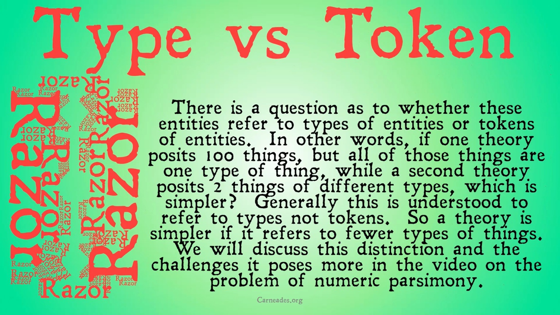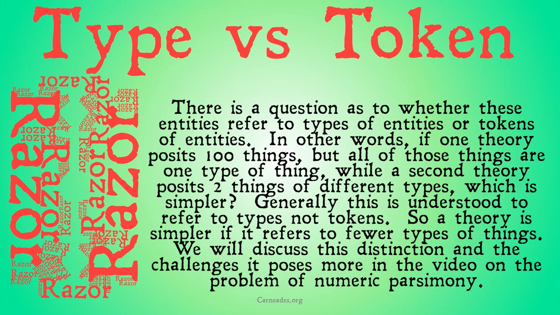Now, there's a question as to whether these entities refer to the types of entities or tokens of entities. In other words, if one theory posits 100 things, but all of those things are one type of thing, while a second theory posits two things of different types, which is simpler: the one that posits 100 things of one type, or two things each of different types? Generally, parsimony is understood to refer to types, not tokens, and so the second theory, despite only positing two things, would be more complicated because it posits two different types of things. So a theory is simpler if it refers to fewer types of things.